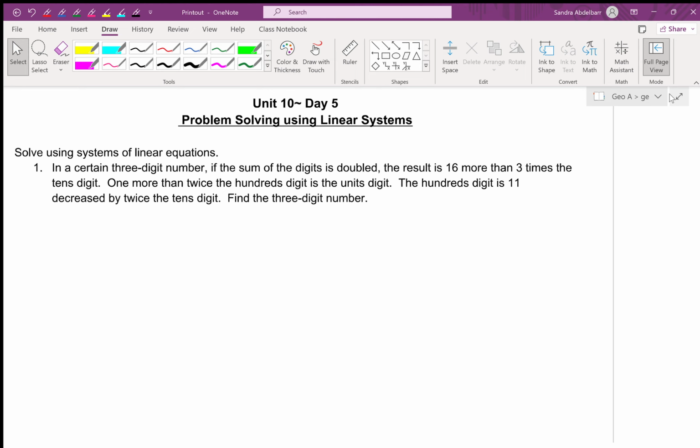Hey, in a certain three-digit number, if the sum of the digits is doubled, the result is 16 more than 3 times the tens digit. 1 more than twice the hundreds digit is the units digit. The hundreds digit is 11 decreased by twice the tens digit. Find the 3-digit number. Okay, so when we have a 3-digit number, I'm just going to make one up.